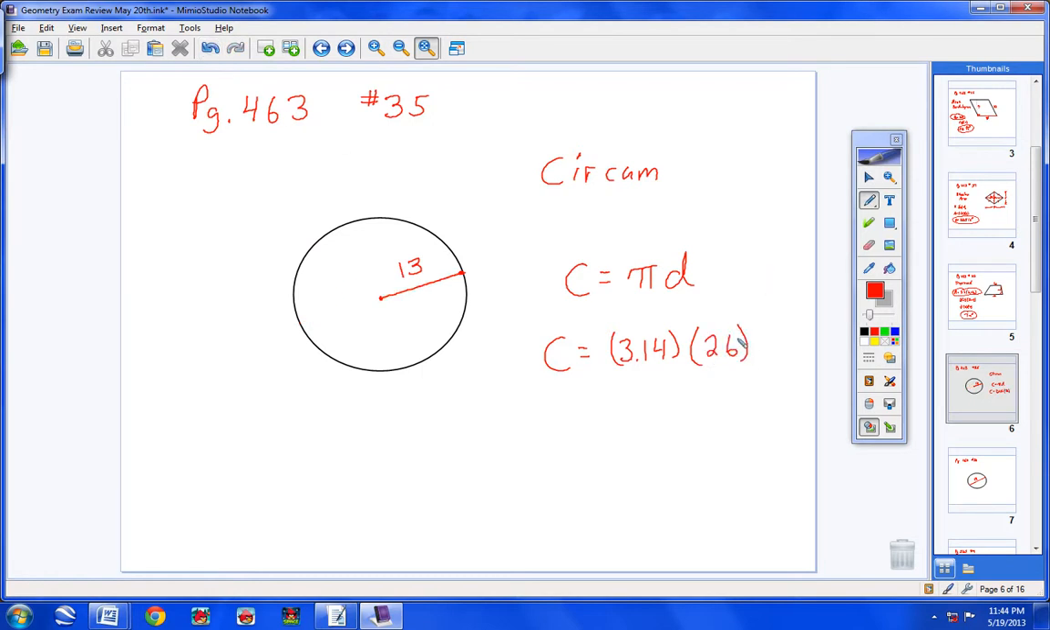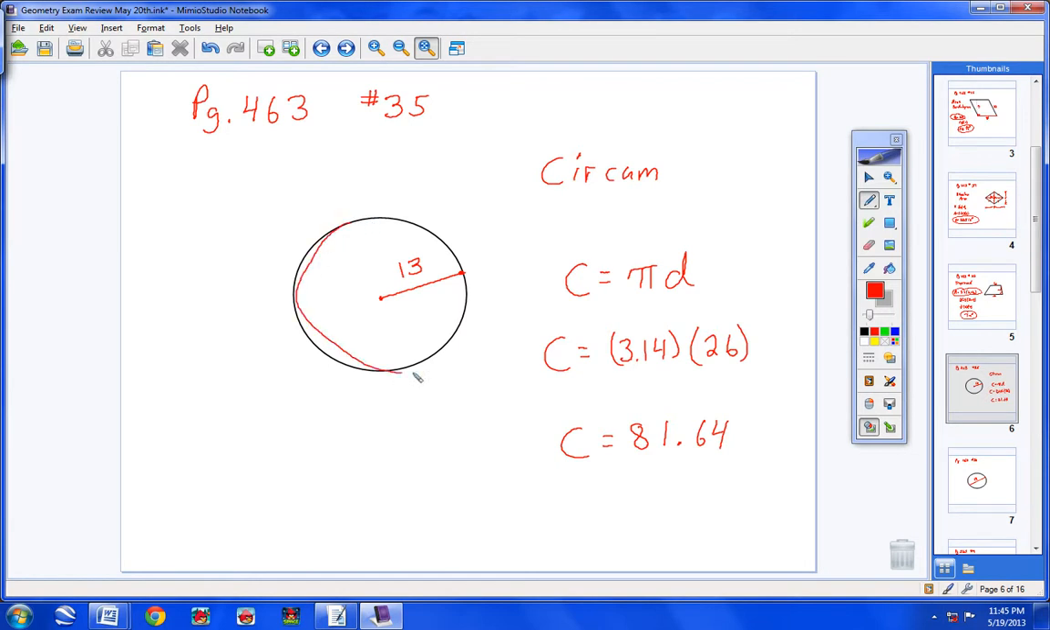And now if we multiply those together, I think they rounded to the nearest whole number in the book. They're getting 82. I'm going to tell you exactly what you should get. Let me grab my calculator. 3.14 times 26, 81.64. Now on the test, I've not been that picky about where you round, but just to make sure you're typing it in correctly, 81.64.